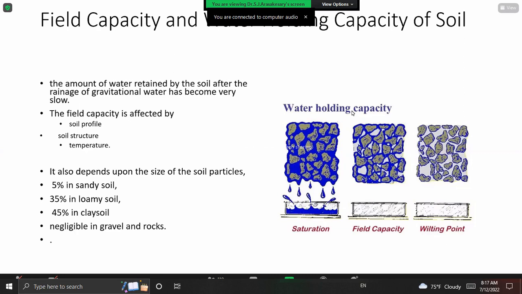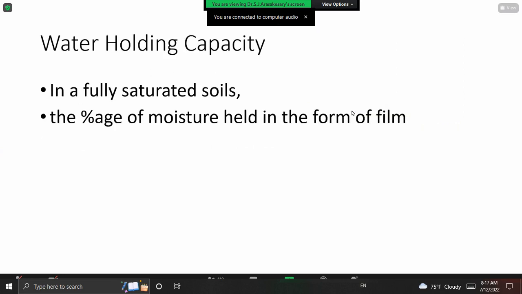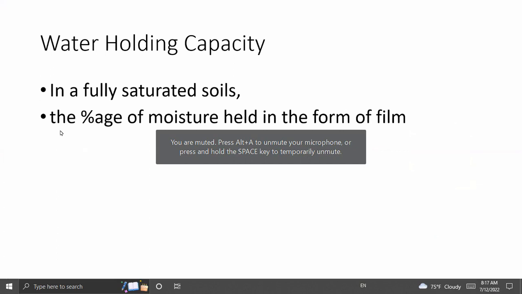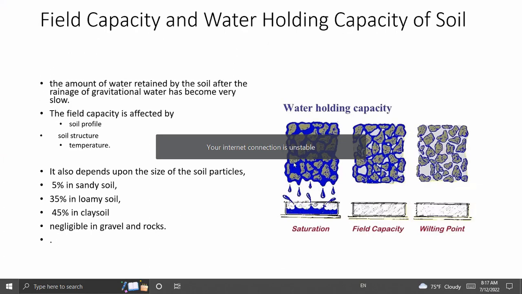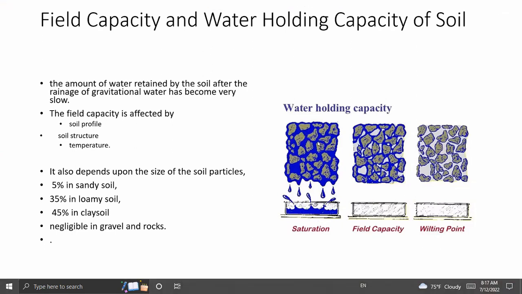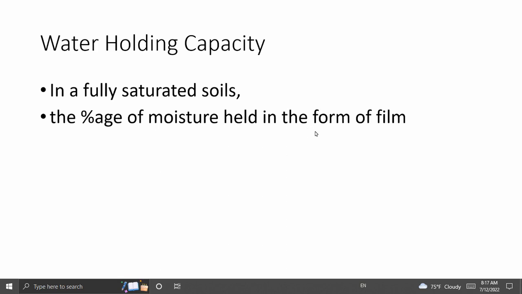One clay soil grows in the level soil. Okay. If you define water holding capacity, we can define it in a fully saturated soil as the percentage of moisture held in the form of film. That is called water holding capacity. It depends on the soil profile, soil structure, and the temperature. If temperature is high, the water holding capacity is less because it goes as a vapor.